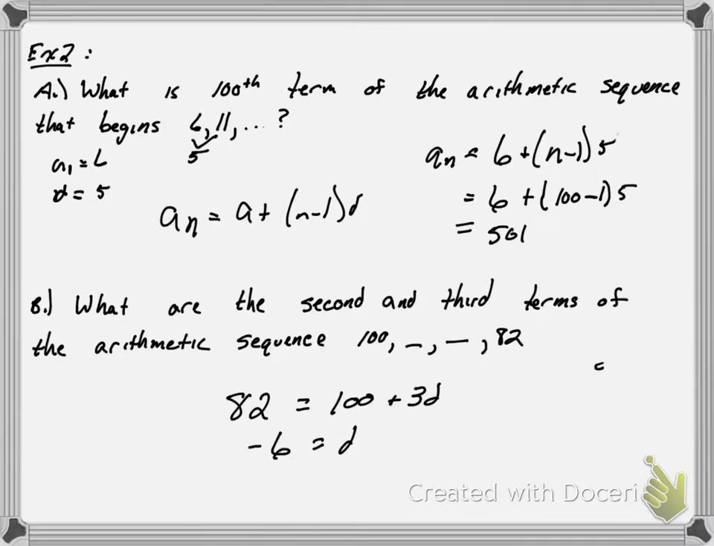So how do you find the terms? We just take and subtract 6 from all of it. So 100 minus 6 is 94. And 94 minus 6 will give me 88.